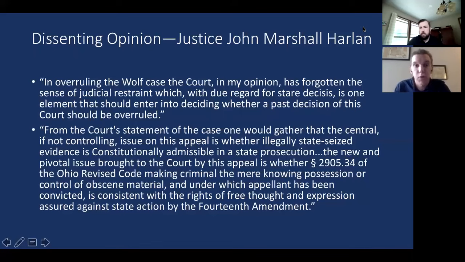So first off, he points to the previously mentioned decision in Wolf versus Colorado, which had occurred 12 years before. And he argues that the court needs to use judicial restraint. If we made a decision 12 years ago that states don't need to follow the exclusionary rule, then we have a responsibility to be consistent with that. Because if the court just flip-flops every decade, it's really going to overturn the legitimacy of the court.